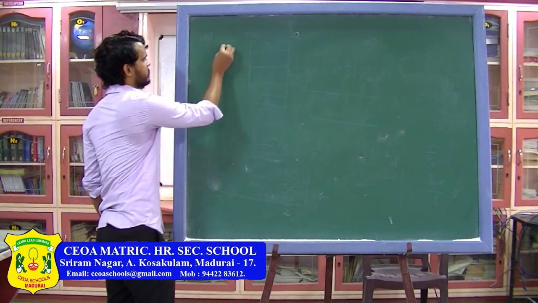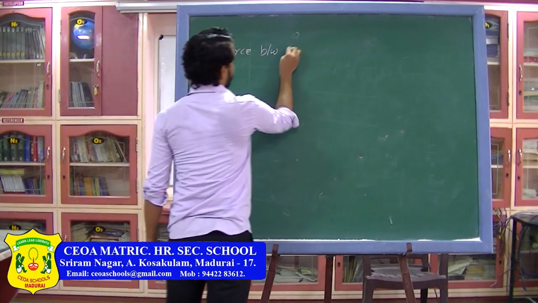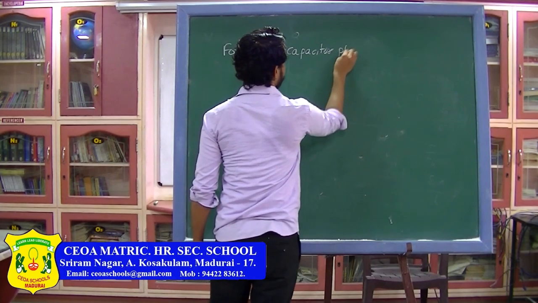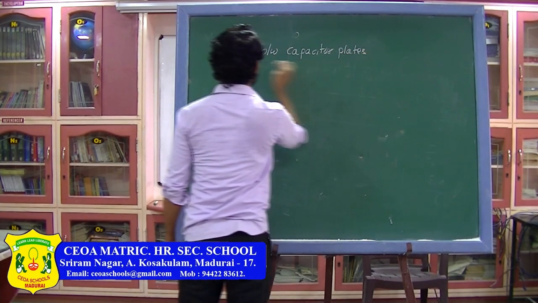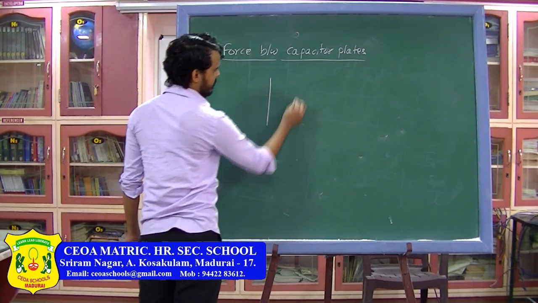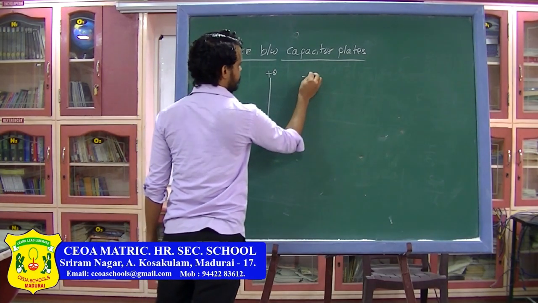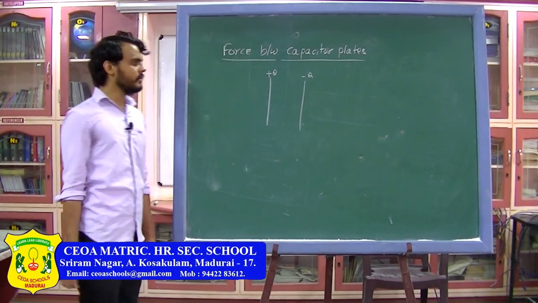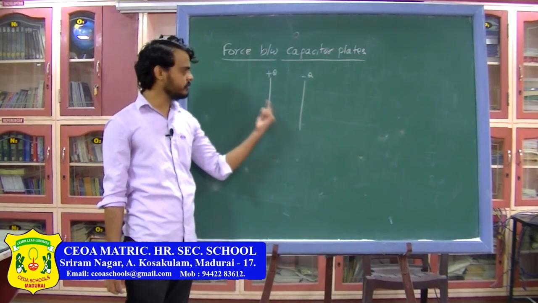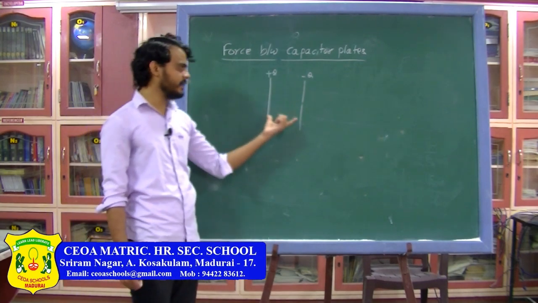So the next heading is force between capacitor plates. As we already know, in a parallel plate capacitor there are two plates. On one plate there is charge q, on the other plate the charge is minus q. Now, if one charge is positive and the other is negative, there will be a force of attraction between these two plates. So we have to find the force between the capacitor plates.